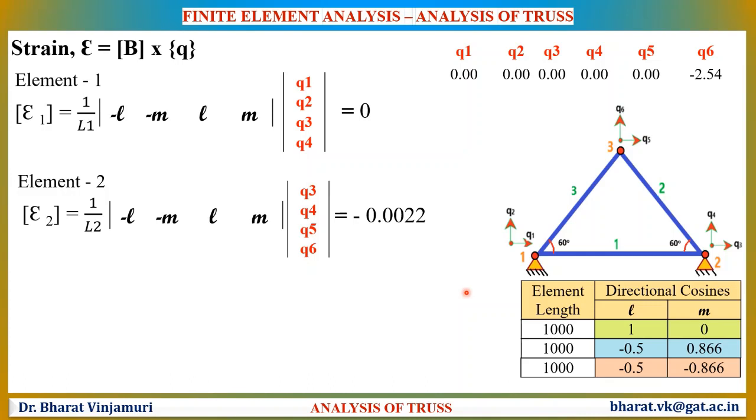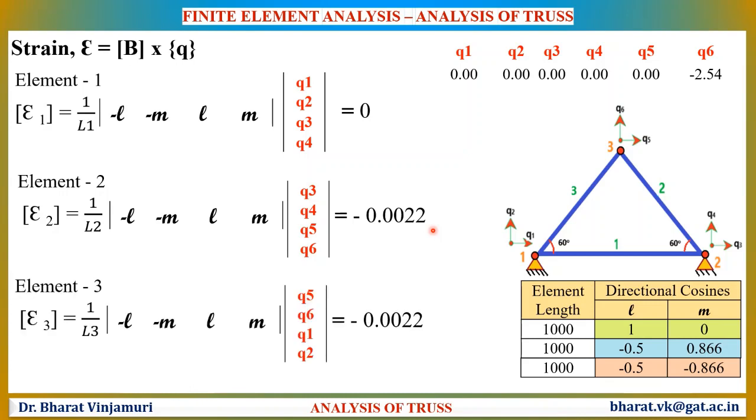For element number 2, the strain can be given as 1 by L2, where L2 is nothing but the length of the element, multiplied by the directional cosines of element number 2, that is minus 0.5 and 0.866, multiplied by the displacement vector which corresponds to element number 2. Since element number 2 is in between the following displacement vectors Q3, Q4, Q5 and Q6, the corresponding values of these displacements have to be placed here, and on carefully performing the matrix multiplication, we will be getting the value of strain as minus 0.0022.